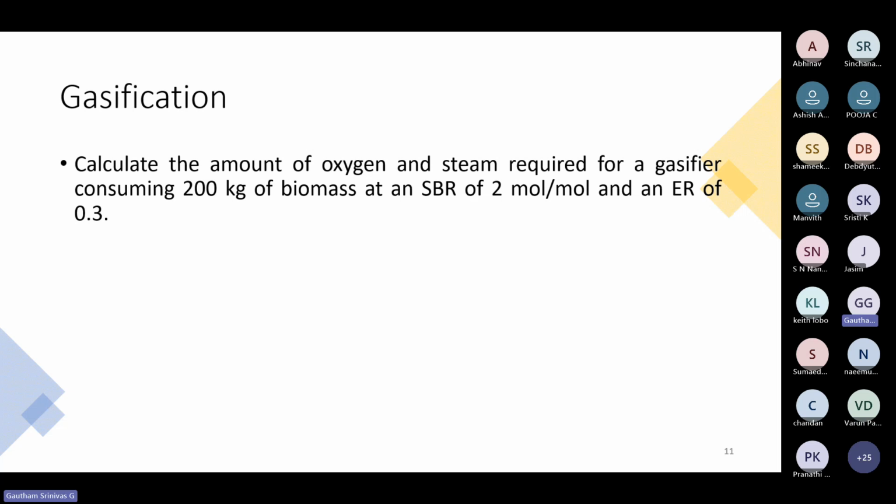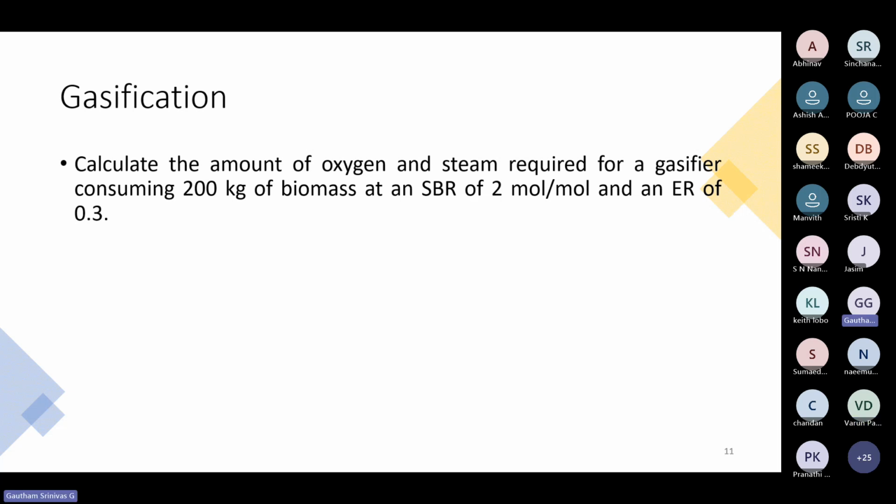So how many kg of steam are we giving in this example? 1.56 into 200, that is about 313 kg. So that is one part of the answer. The second part is oxygen, not air. To be absolutely sure of this, oxygen.